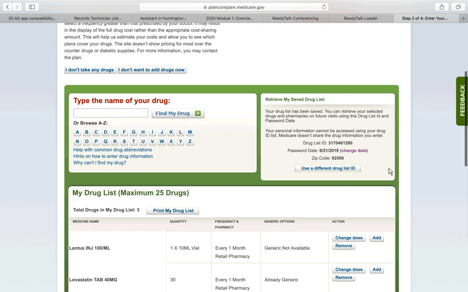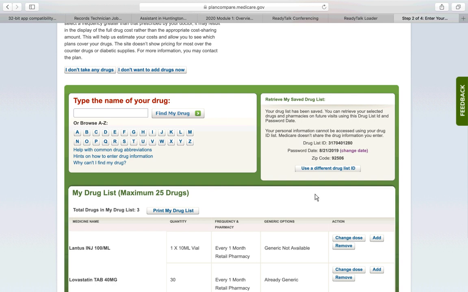Okay, so right here, we're going to want to write this information down on a piece of paper that's going to be attached to their file or to your records. You can put this maybe on the back side of the application, anywhere that's going to match in your files along with the profile. So we got a drug list ID and a password date. These are very important because if you ever have to go back in here and pull up the drug list, you're going to need this information here.